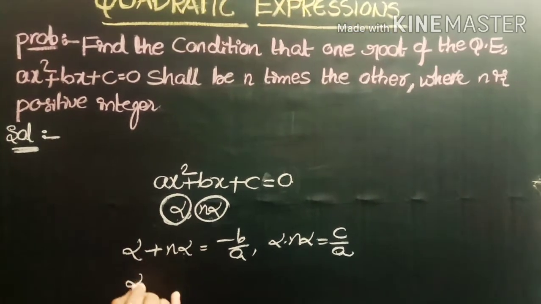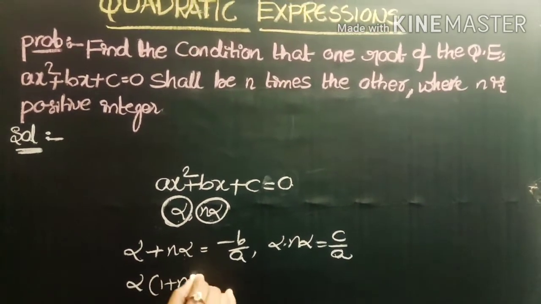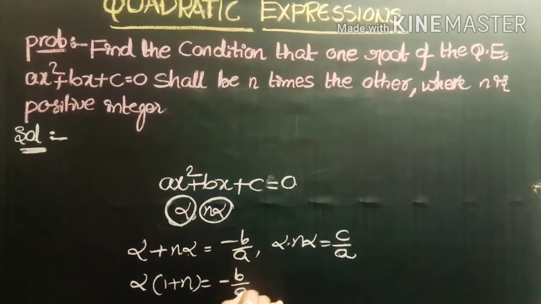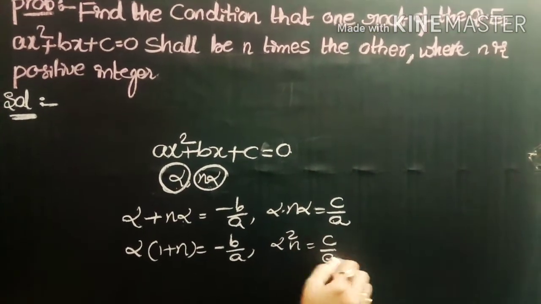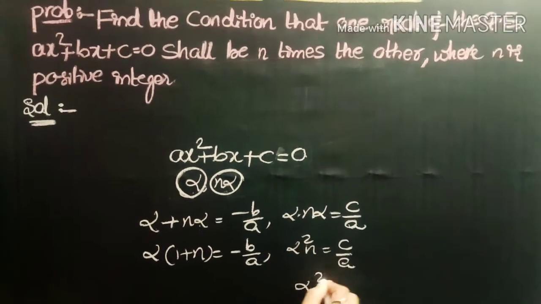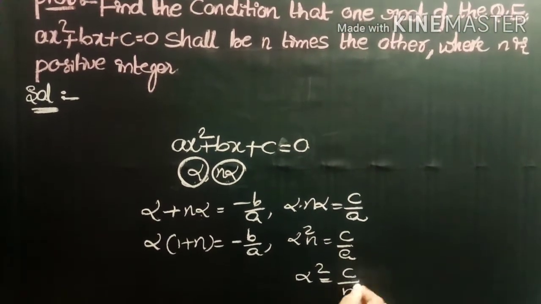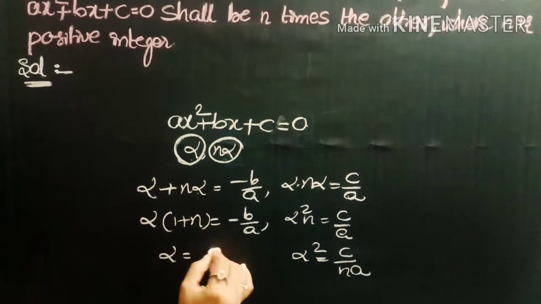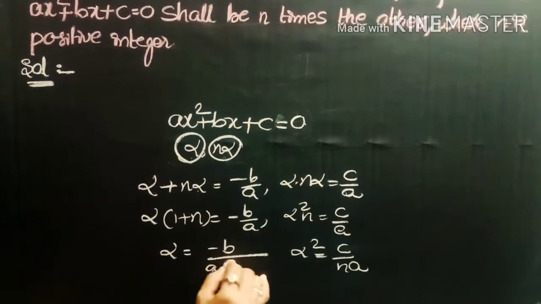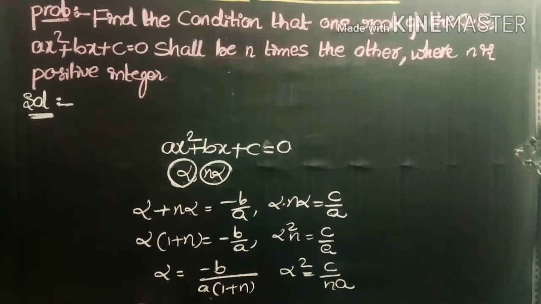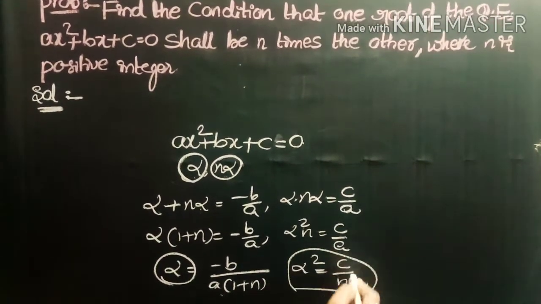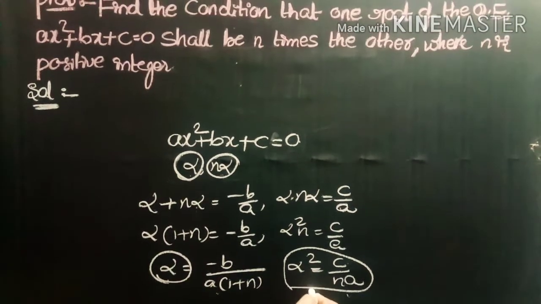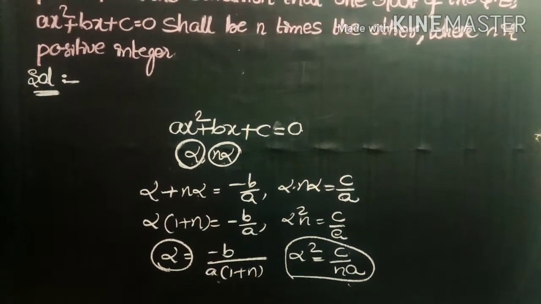So taking alpha common here, alpha into 1 plus n is equals to minus b by a, and here alpha square into n is equals to c by a. Now which implies the value of alpha square is equals to c by na, and the value of alpha is equals to minus b by a into 1 plus n. So we replace this alpha value in this equation, alpha square is equal to c by na. Then we will get the required condition. That's all. That's the procedure.